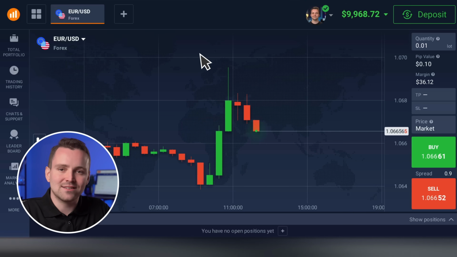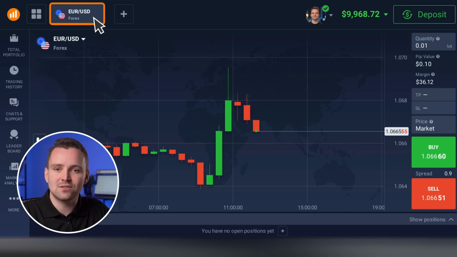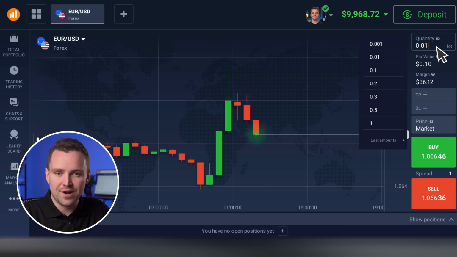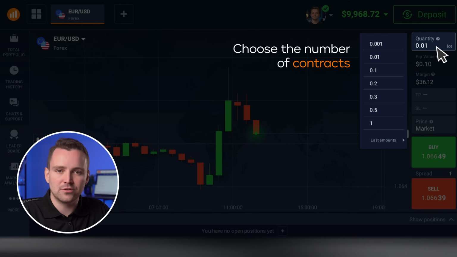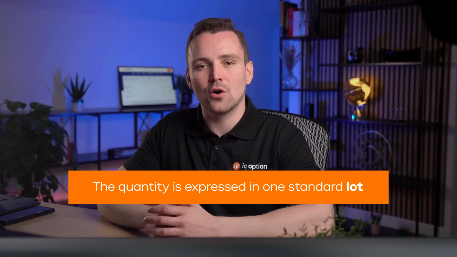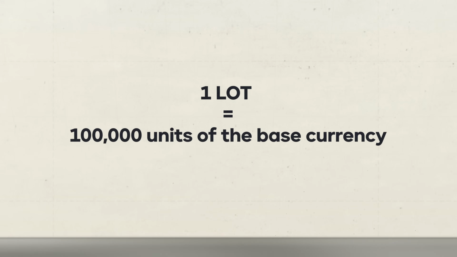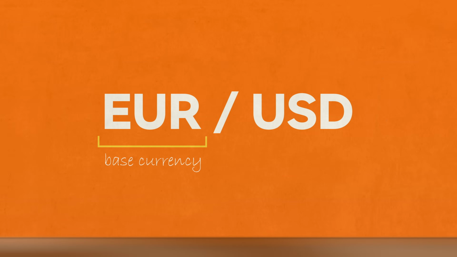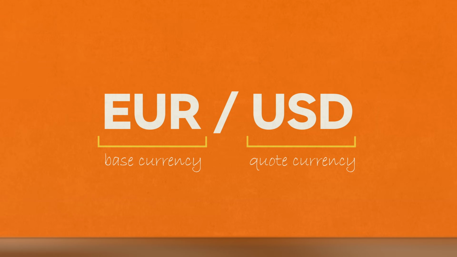Let's take a look at the right-hand side panel of our chart and see how it works. Let's say I would like to trade CFDs on Euro to USD on margin. To open a position, first of all, I will need to select the quantity of an asset, or in other words, choose the number of contracts I am going to trade. When trading Forex on margin, the quantity is expressed in one standard lot. One lot is equal to 100,000 units of the base currency traded. Generally speaking, the base currency is the first currency in a currency pair, the one we see before a slash. The second currency, the one we see after the slash in a currency pair, is known as the quote currency.